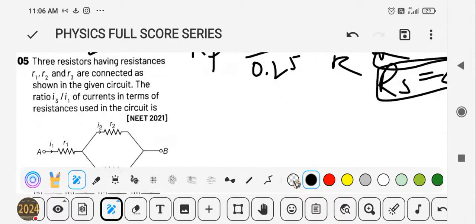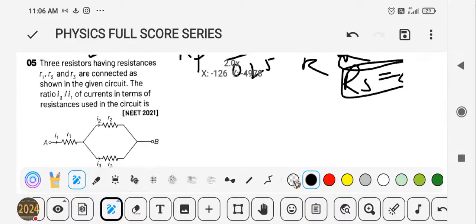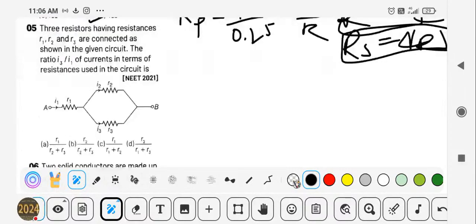Yes, moving on to the fifth question. Three resistors having resistance R1, R2, R3 are connected as shown in the given circuit. The ratio I3 by I1 of the current in terms of the resistance used in the circuit is. They are asking the ratio I3 by I1. How to do this question? In the options, all the terms are given in terms of the resistance. You have to get the answer in terms of the resistance.